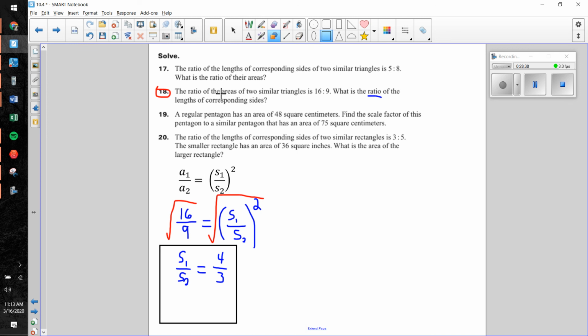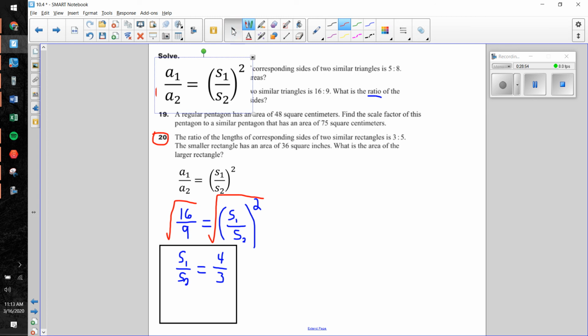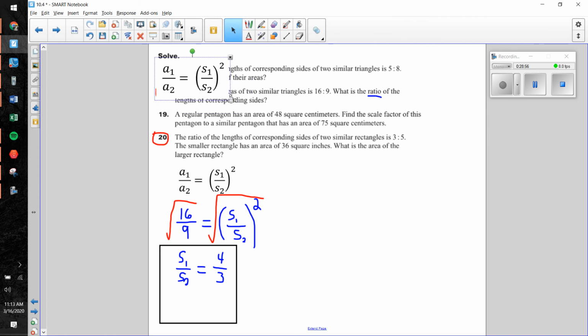I think I want to take the time to do number 20 with you guys here as well, because that one's a little bit different than the one that we just did. So let's take a look at this guy. The ratio of the lengths of corresponding sides in two similar rectangles is 3 to 5. And again, we're dealing with area. So yet again, everybody, it's the same formula here. A1 over A2 equals side 1 over side 2 squared. And now let's fill in what we know.